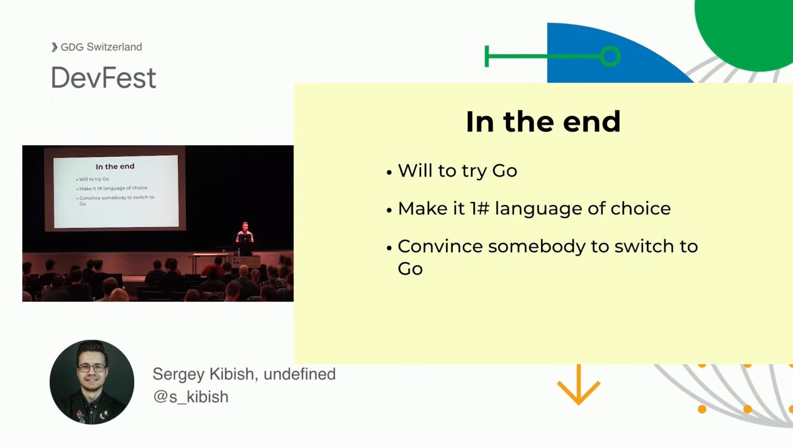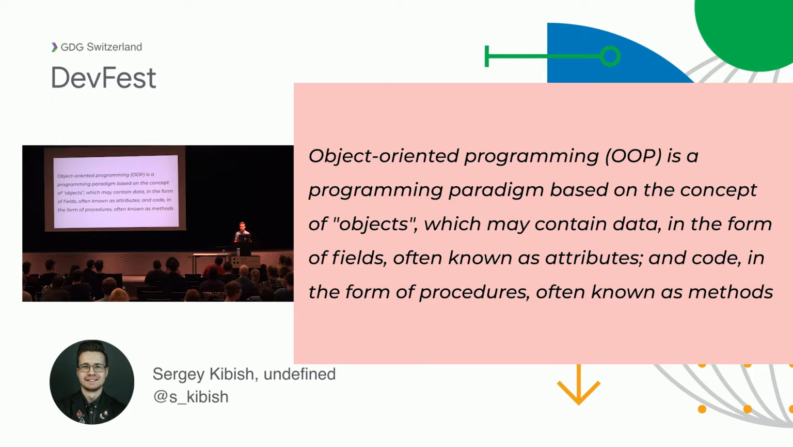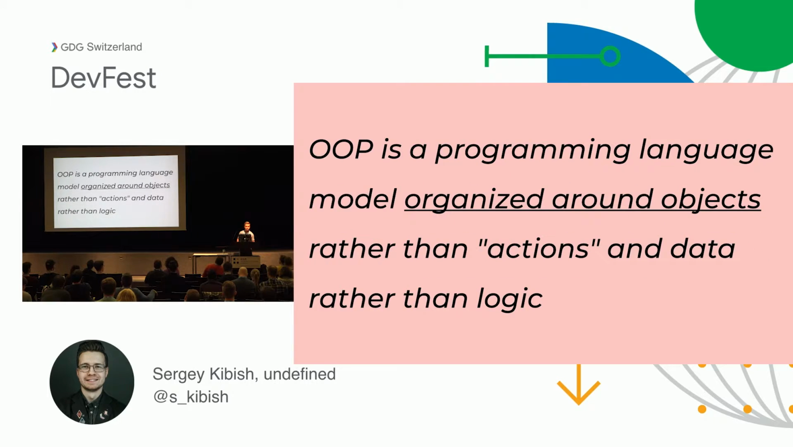And because we're talking about object-oriented stuff, I will start from the definition of what object-oriented programming is. According to Wikipedia, object-oriented programming is a programming paradigm based on the concept of objects, which may contain data in the form of fields, often known as attributes, and code in the form of procedures, often known as methods. Or in other words, object-oriented programming is a programming language model organized around objects rather than actions, and data rather than logic.